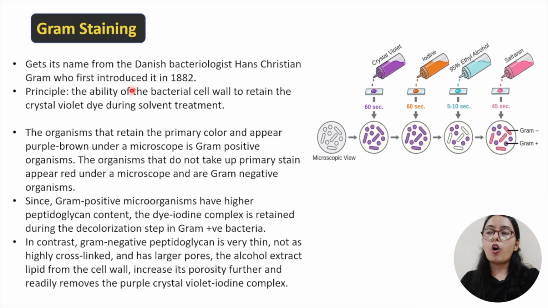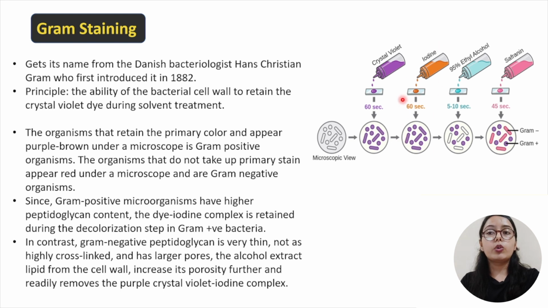The basic principle of gram staining is the ability of the bacterial cell wall to retain the crystal violet dye during the solvent treatment. Before understanding the principle, let's understand the basic process of gram staining. First, a bacterial cell is taken on a glass slide and a smear is made, and then the primary dye, crystal violet, is added and kept for 60 seconds. Then it is washed off and another dye, iodine, is added for 60 seconds, and this step is called fixation of the dye.